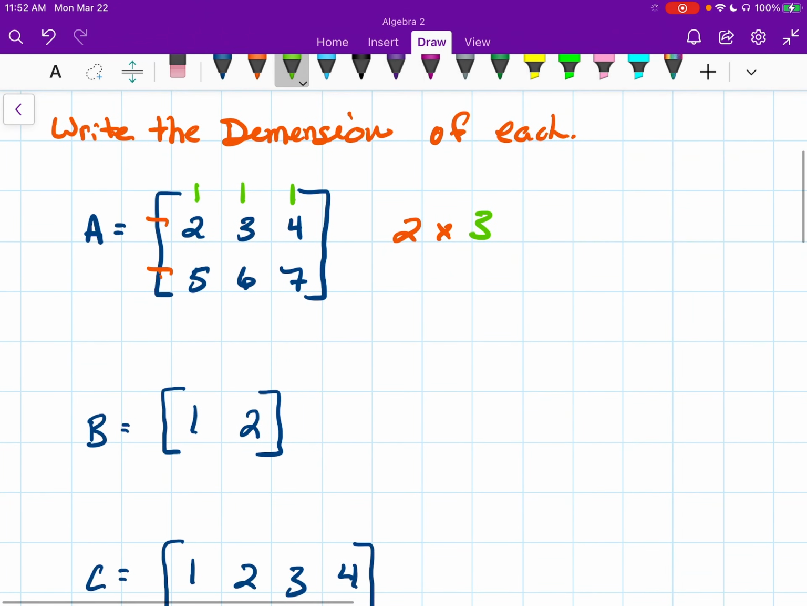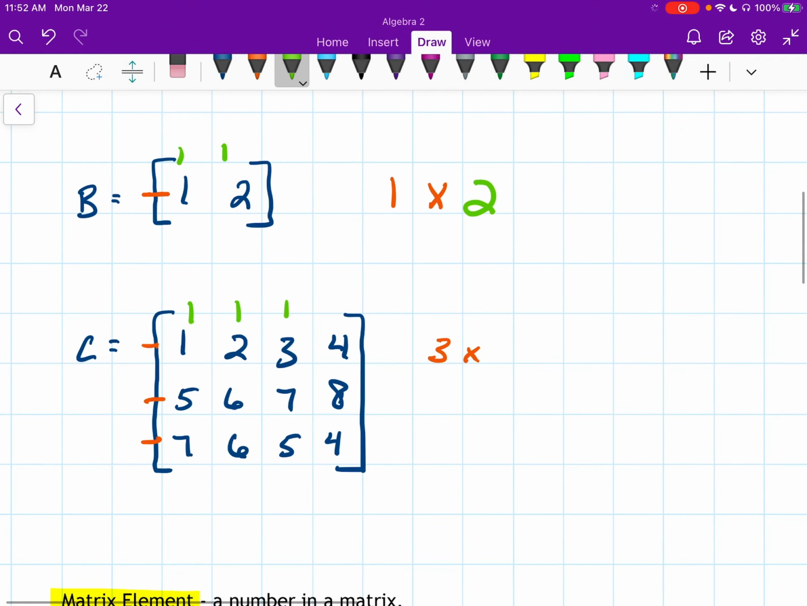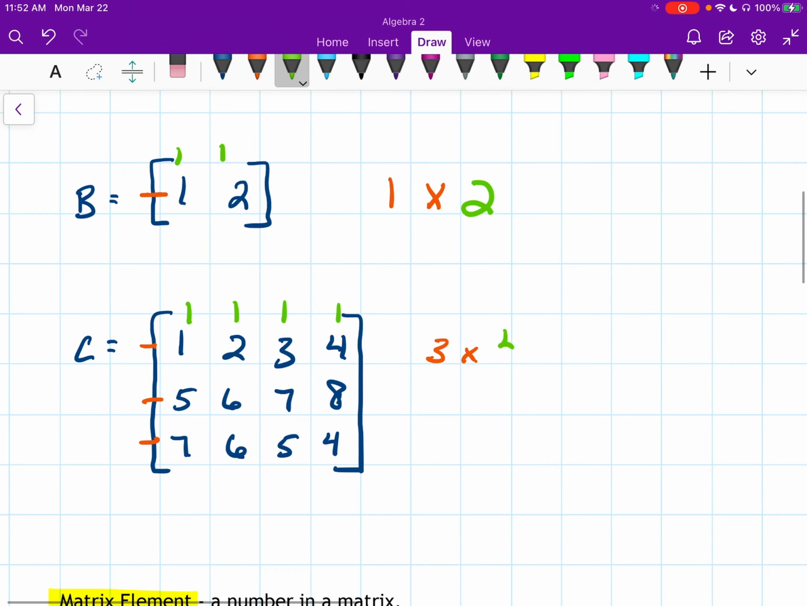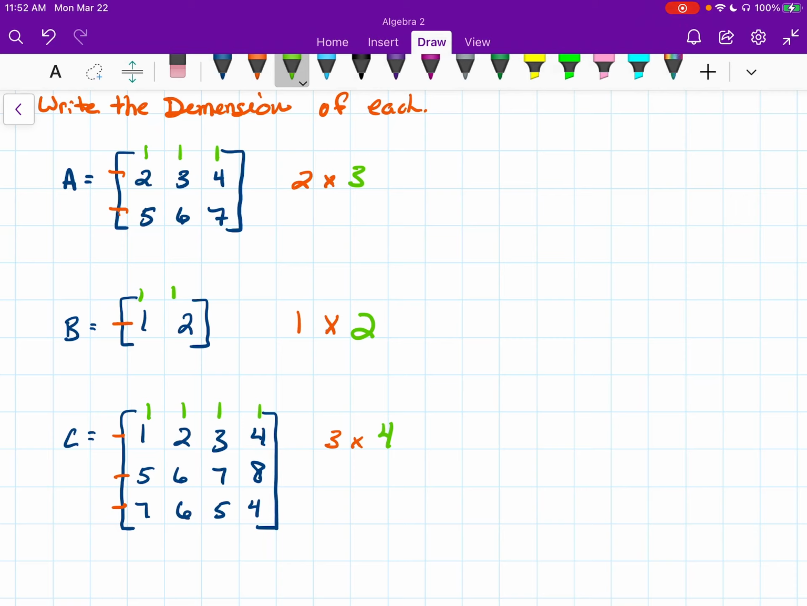Part B, whatever we want to call it. We have rows. This is a 1 by, and then it has 2 columns, so 1 by 2. C is a 1, 2, 3 by 1, 2, 3, 4. Right? Remember, it's rows and then columns, or you could think vertical and then horizontal.